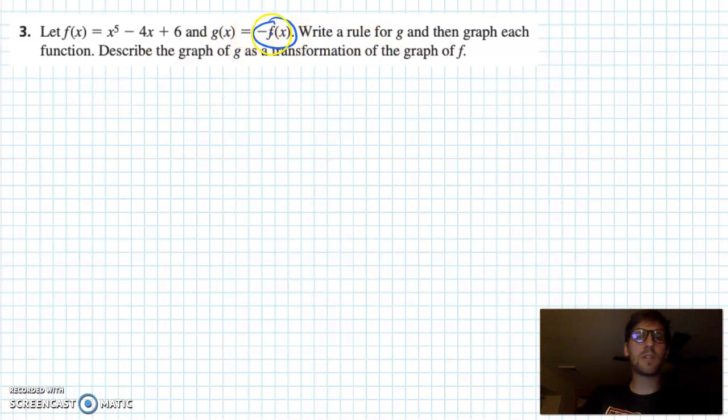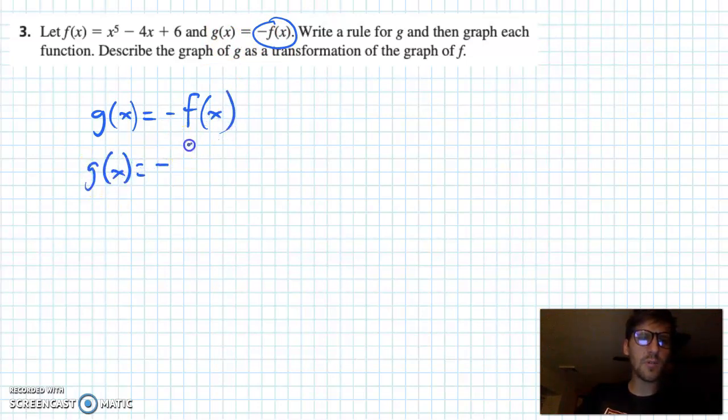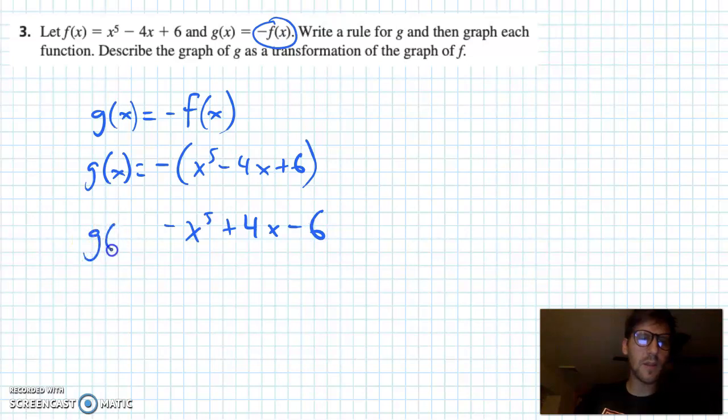In this case, since it's vertical because it's on the outside, it's reflecting the whole function. So if g of x equals negative f of x, I'm just going to rewrite what they gave me there. Well, that means g of x is just going to be negative times the whole thing: x to the 5th minus 4x plus 6. Okay, negative x to the 5th plus 4x, distribute the negative, minus 6. Wow, that wasn't too bad.